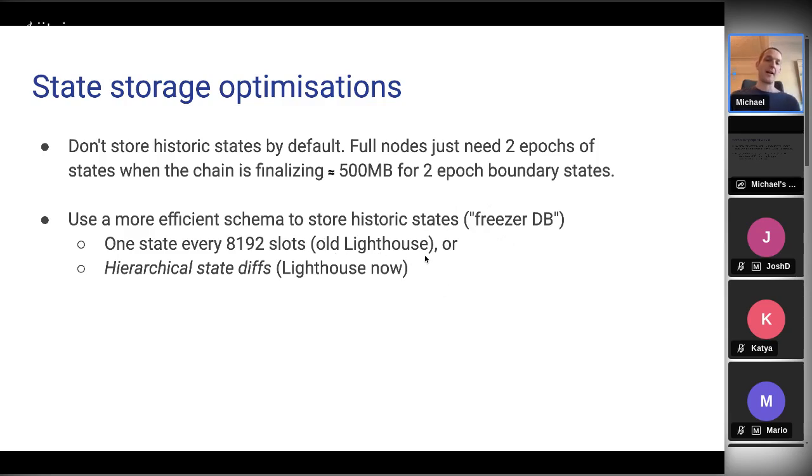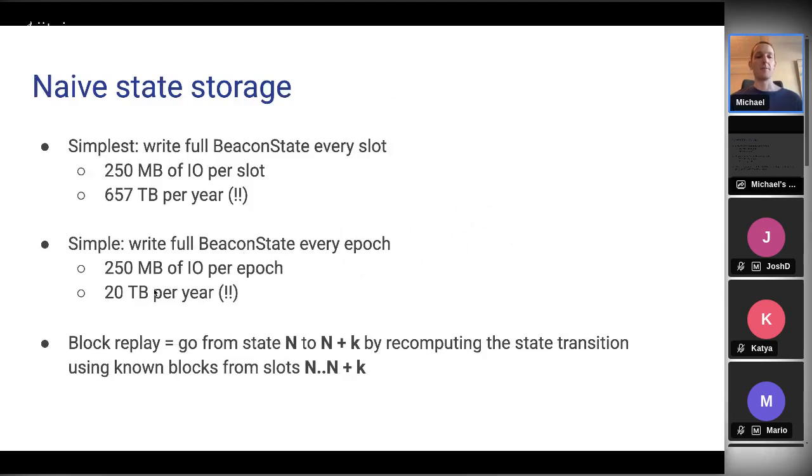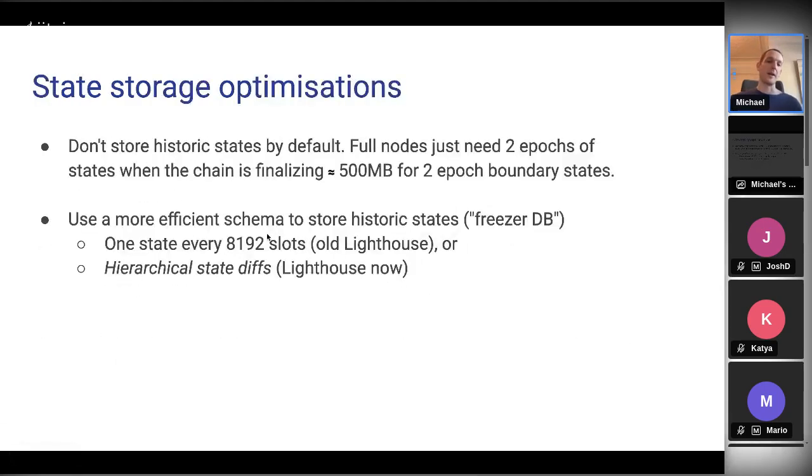So what we used to do in Lighthouse was we'd have a system where you could store one state every 8192 slots. It's this number for a very specific reason, but 8192 slots is about a day and a half or something, maybe a little less. So you would have one state every day, roughly, and you could store all the states back to 2020 without using too much disk space. It's several times smaller than the 20 terabytes per year. It would probably end up being maybe a few hundred gigabytes max, 200 gigabytes or something.